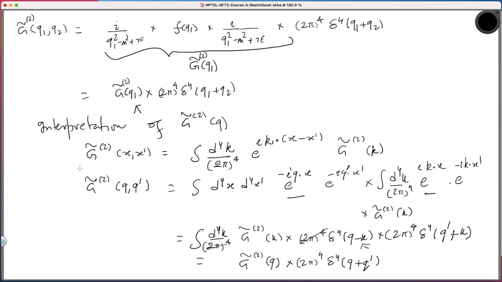So what we see is that the Fourier transform of this Green's function, or g tilde 2 of q q prime, is just g tilde 2 of q with one variable times an overall momentum conserving delta function. And remember here you get q plus q prime, because the way we have been doing it, if this is q and that is q prime, then you get q plus q prime. Remember, at the external vertices we had the momenta always assigned either entering from all the sides or exiting on all the sides. That's why you get a delta 4 of q plus q prime. So now we have an understanding of what that factor g tilde 2 of q is.